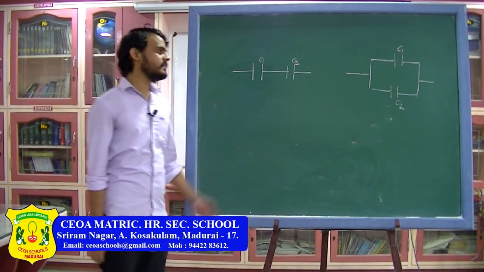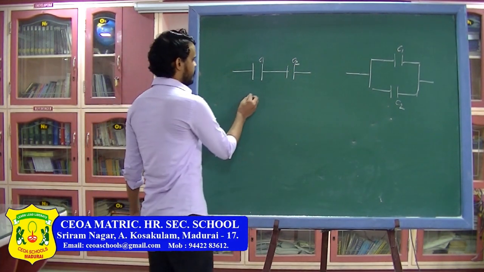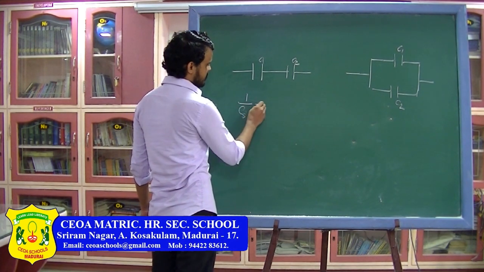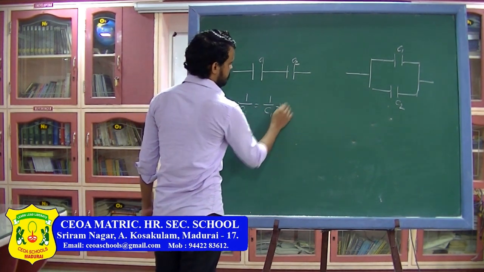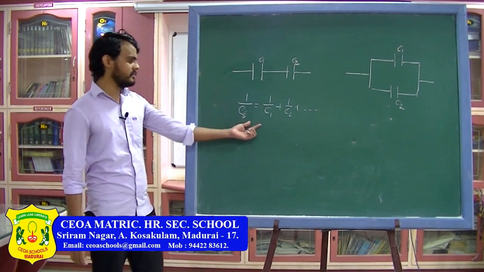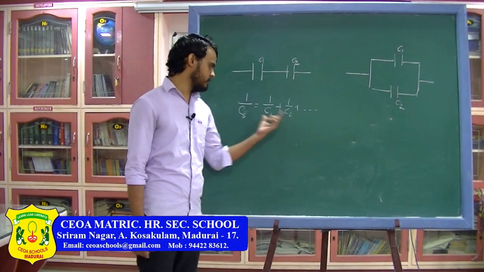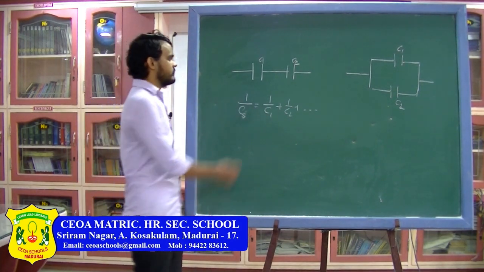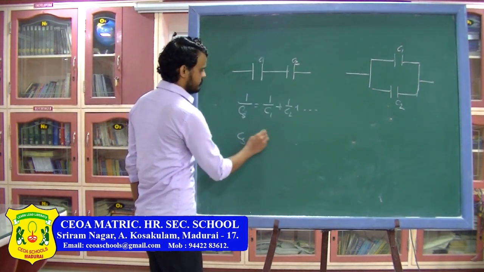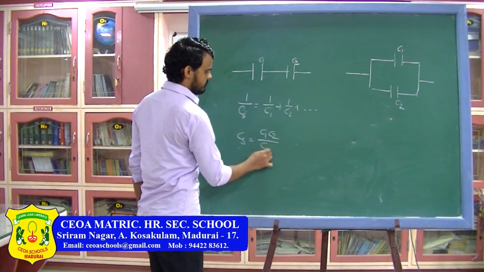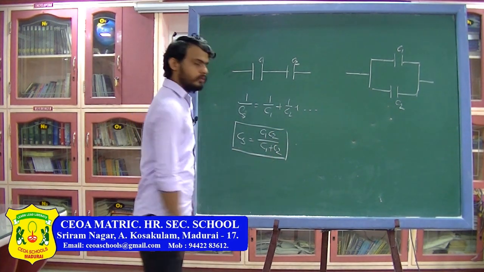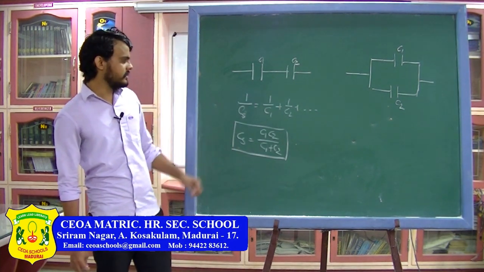Now, in the series combination of capacitors, equivalent capacitance can be found out by the formula 1 upon C equivalent is equal to 1 upon C1 plus 1 upon C2 and so on. If there are more than 2 capacitances, you can just keep on adding them, you will get the C equivalent. Here there are only 2 capacitors, so I can write Cs is equal to C1 C2 divided by C1 plus C2. So this is the equivalent capacitance of 2 capacitors connected in series.